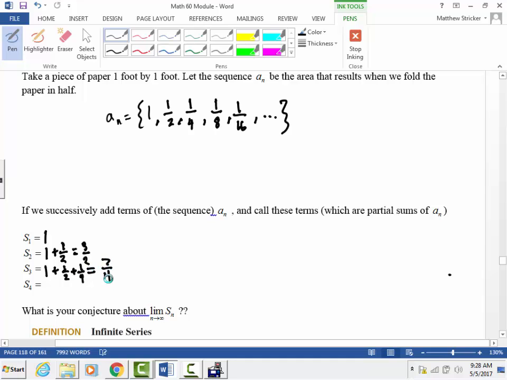And then the last one, we add up how many terms? The first 4 terms. So 1 plus 1/2 plus 1/4 plus 1/8. And what does that come out to? That's, yeah, 15/8. Okay?